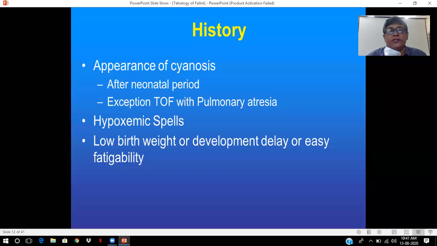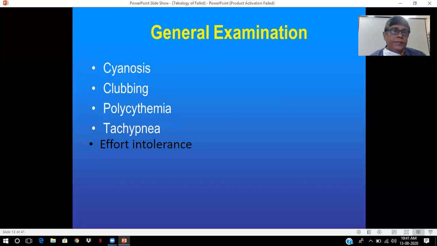There will be easy fatigability. Sorry, the effort intolerance should have been there. There will be easy fatigability and effort intolerance. Effort intolerance means the child can do some work, but after some time he or she has to take rest, and most of the time it is in the squatting position. We'll come into that. So on examination, you will get cyanosis that is variable, mainly over the tip of the nose, tip of the tongue. You can see it in the nail bed.